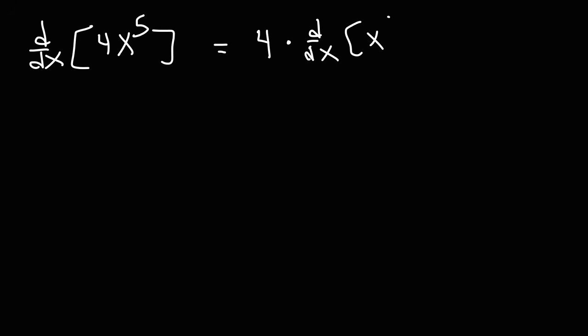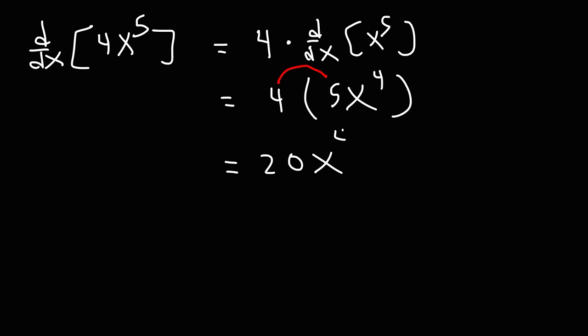So with that in mind, what do you think the derivative of 4x to the fifth power is equal to? This is the same as multiplying 4 by the derivative of x to the fifth power. And we could use the power rule on that part. The derivative of x to the fifth power is 5x to the fourth power. And then we could simply multiply 4 and 5, and this is going to be 20x to the fourth power. So this is known as the constant multiple rule.